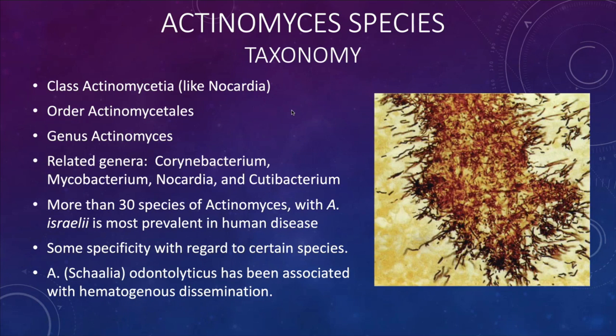So, like Nocardia, Actinomyces is in the class Actinomycetia, but it is different in that it's the order Actinomycetales and the genus Actinomyces. So these are related genera. Both Actinomyces and Nocardia share classification with Mycobacterium and Cutibacterium, for example, among others. There are more than 30 species. And as I said earlier, Actinomyces israelii is the most prevalent in human disease. And certain species have more of a predilection for certain types of syndromes. So odontolyticus, for example, tends to occur as a bacteremia. And Actinomyces odontolyticus has been reclassified to Schaalia. So you may also see Schaalia odontolyticus.